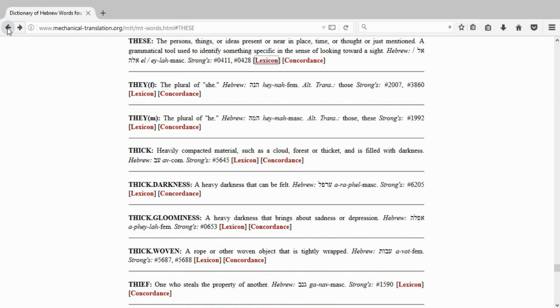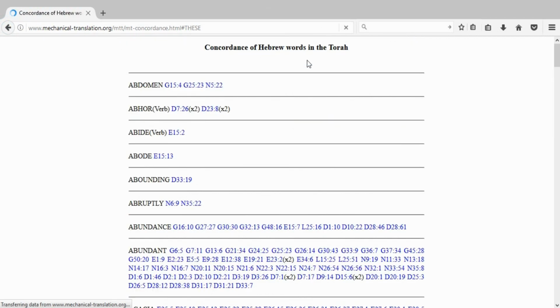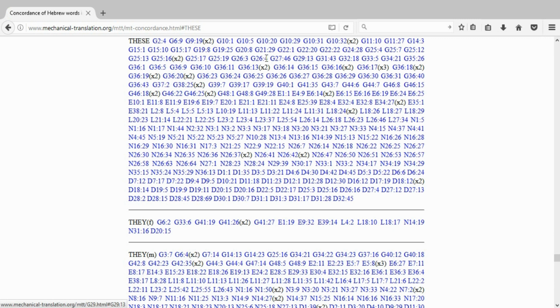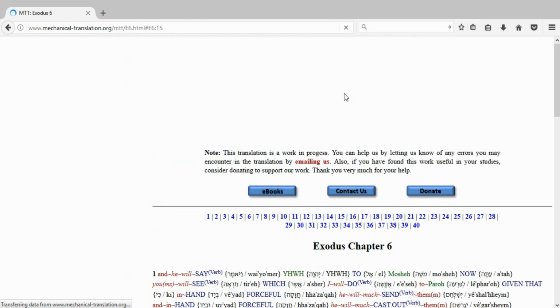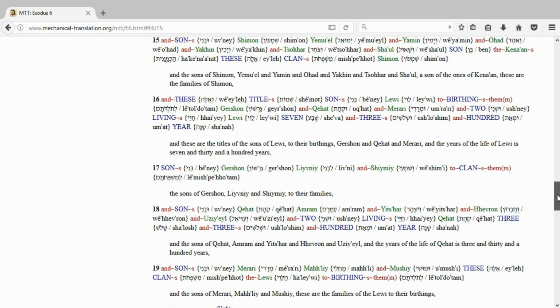So again, we can go back. Let's go to the Concordance entry. Again, we'll take a few seconds because of the size of the file. And here we have the word these, and this is all the occurrences in the Torah of this word. You can click on any of these, and here's our Exodus 1 verse 1. Let's just go to Exodus 6:15. And there we are, verse 15.